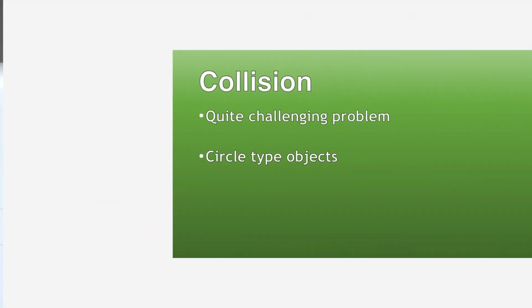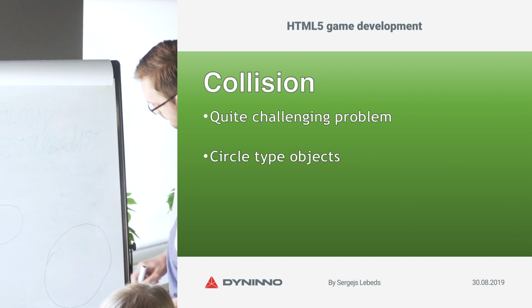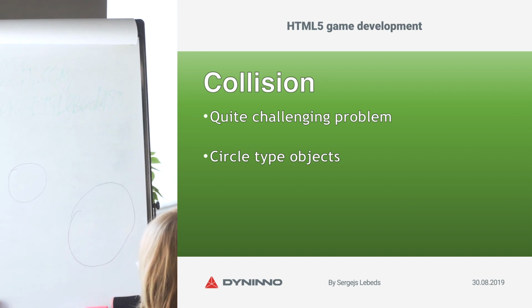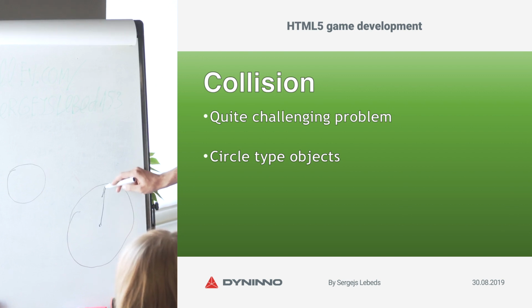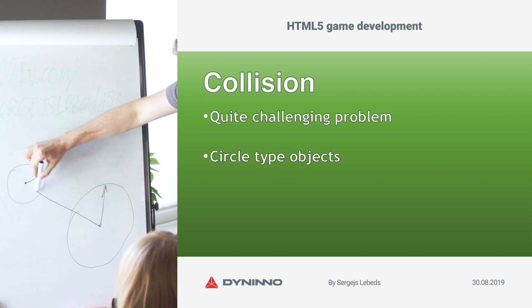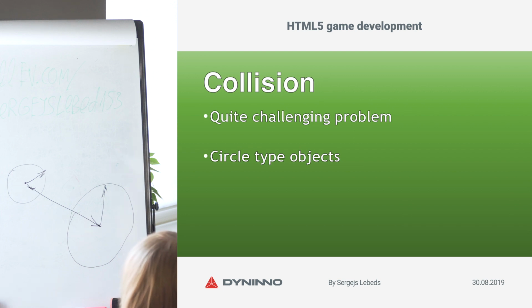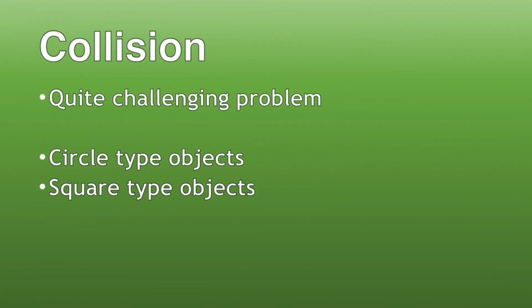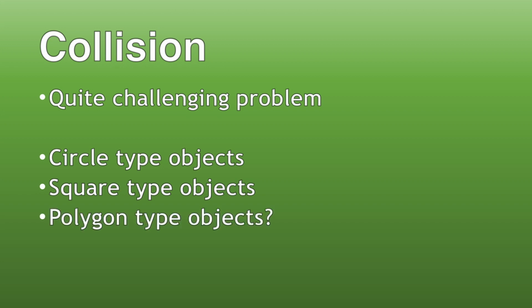Like if we have two game objects that are circles, almost circles, okay. Then to understand if a collision has occurred, we need to get the radius of both of them, sum them, and compare it with this vector. And it is the easiest type of collision, like the most primitive one. But what if I have square type objects? It's pretty simple nonetheless. But what if I have polygon type objects? What if I have 3D objects or objects with some custom shapes?